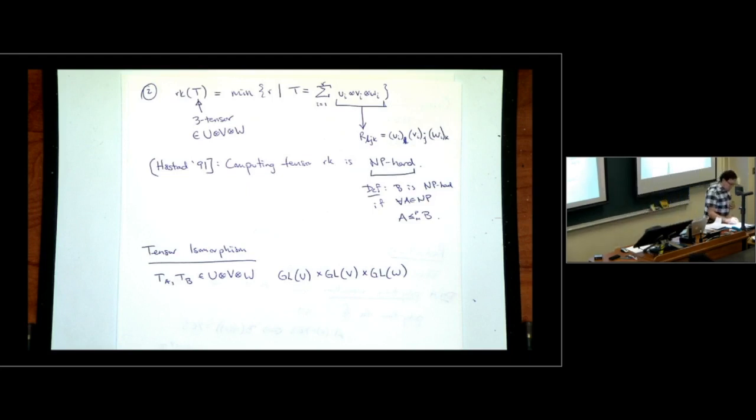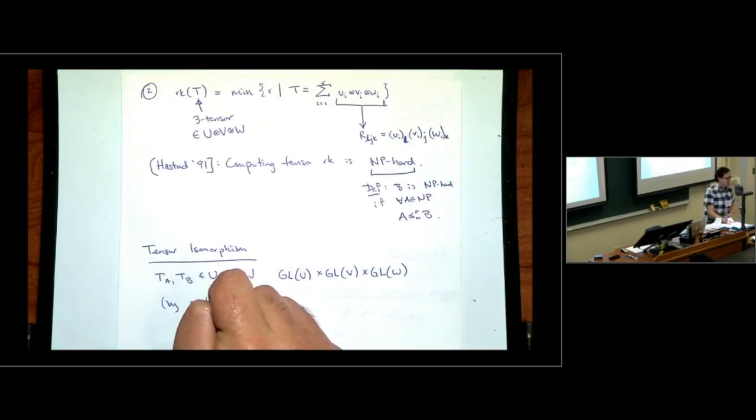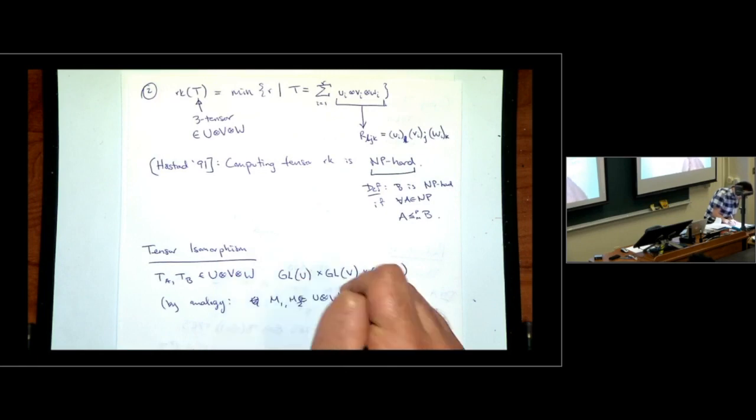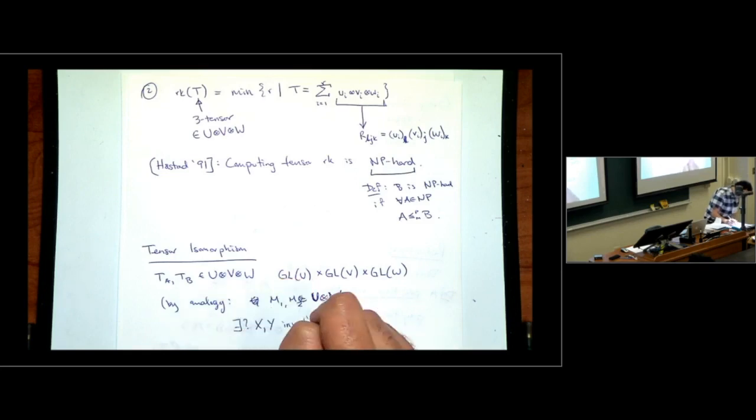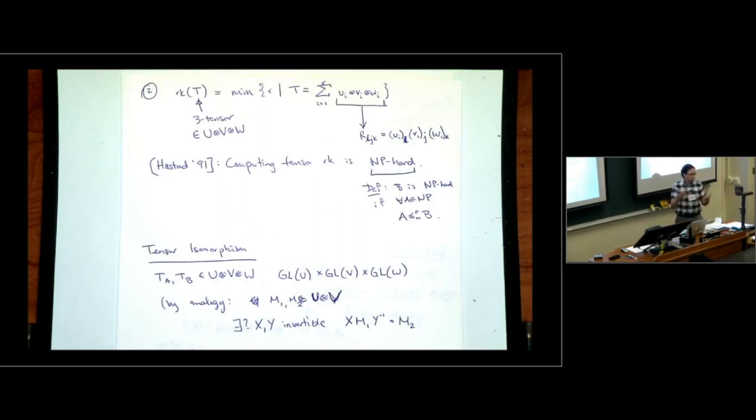Okay, and you can ask, given two tensors, can I change basis in the rows, columns, and depths, let's just call them for now, to make one equal to the other, right? So by analogy, if instead of three-way tensors I was doing two-way tensors, which would be matrices, so let's say I have M1, M2 in U tensor V. Well, the question is now, does there exist invertible x and y such that x M1 y inverse equals M2? Here I'm allowing row operations and column operations. And we know for matrices, if you have row operations and column operations and you're over a field, you can always put this into a normal form.